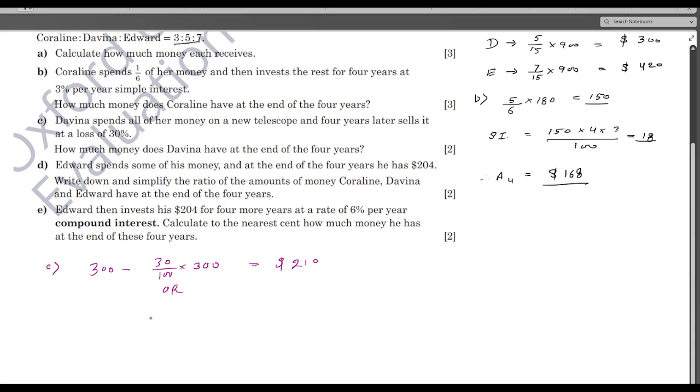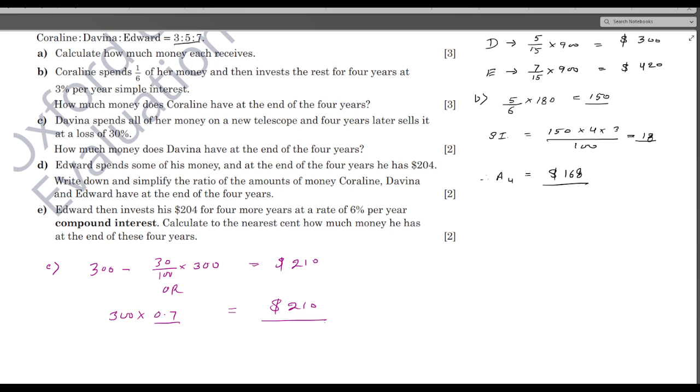Now this can also be done like this. As there is a loss of 30%, 1 minus 0.3 gives you 0.7. So you can multiply this 300 by 0.7. Okay, if there is a loss, you are subtracting. If there is a profit, you are adding. So it is 1 minus 30%. 30% in decimal is 0.3, and therefore 300 times 0.7 is your $210. Okay, so this is your answer for part C.